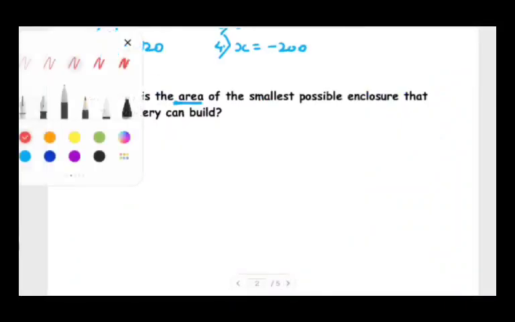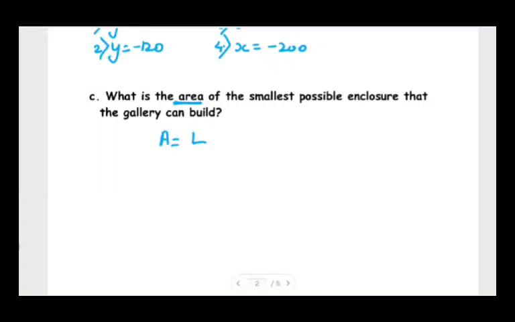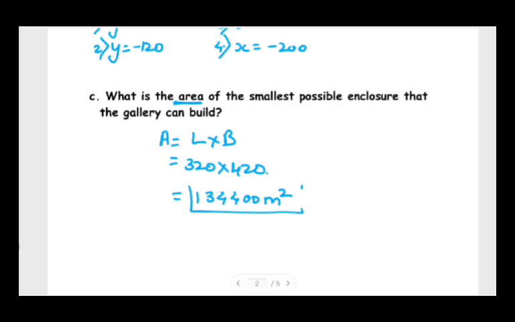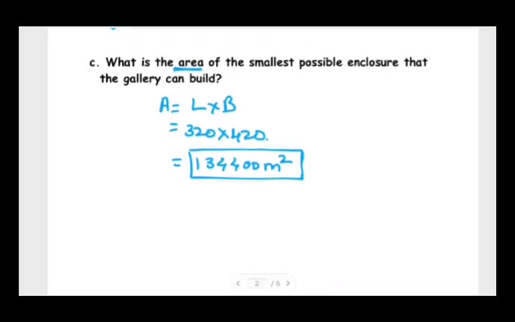So area of a rectangle is equal to length into breadth. My length is 320, my breadth is 420. Calculating it on the calculator, children. 320 into 420 gives me 134,400 meters square. They have mentioned that the distance or the entire area is in meters. So the unit for area is meters square.